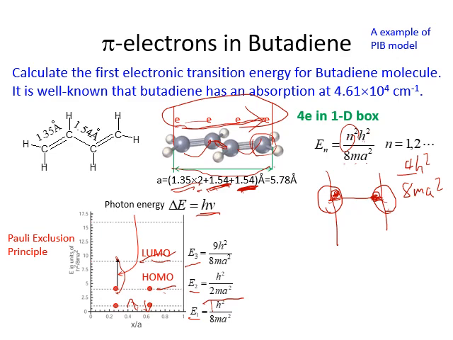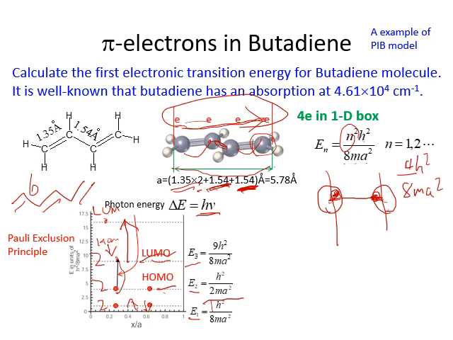For example, if we're talking about 3 double bonds, then each carbon has 1 electron contribution, so you have 6 electrons. So 2 here, 2 here, 2 here. Then the third energy level will be the HOMO, and this fourth one will be the LUMO. When you calculate the transition, you should calculate the difference between the third one and the fourth one.